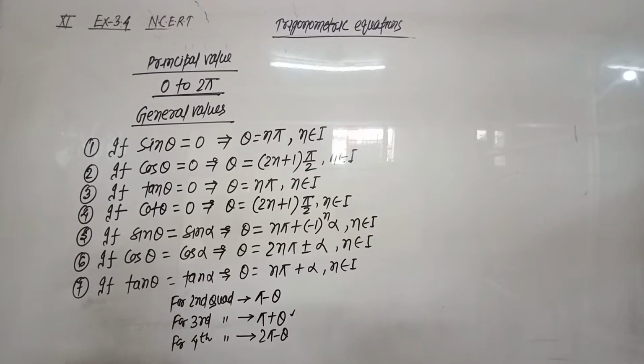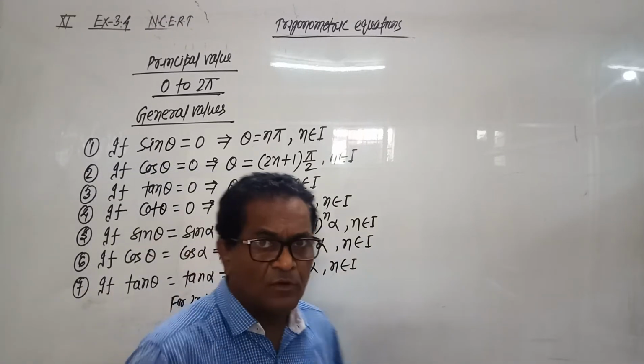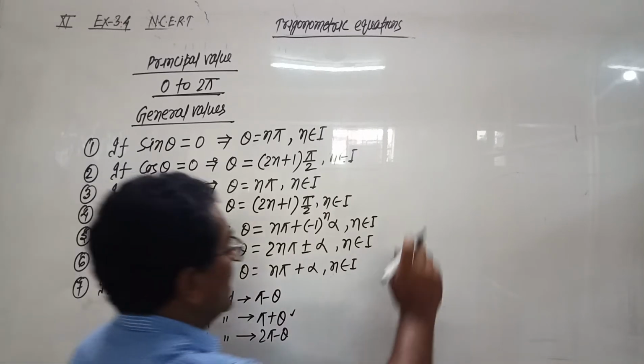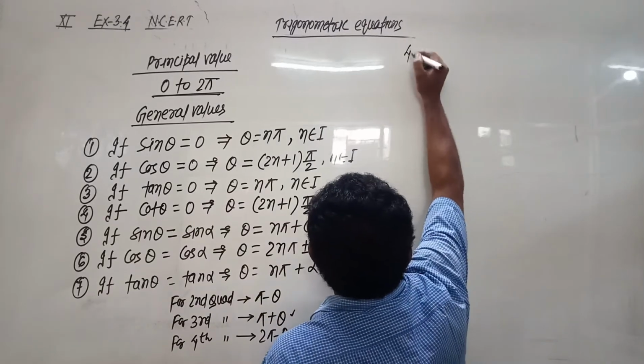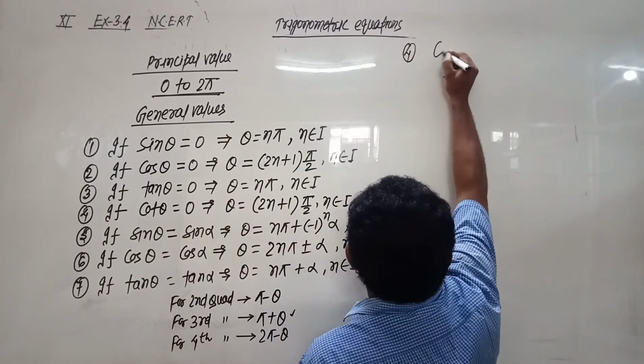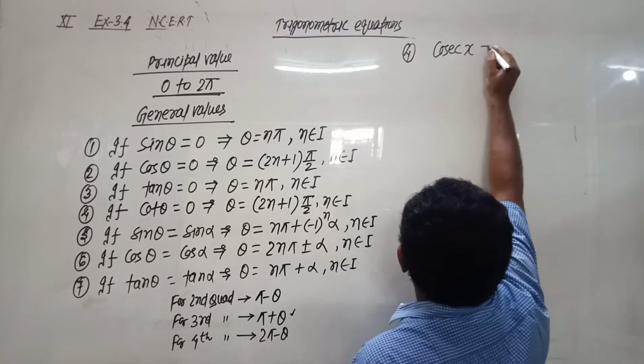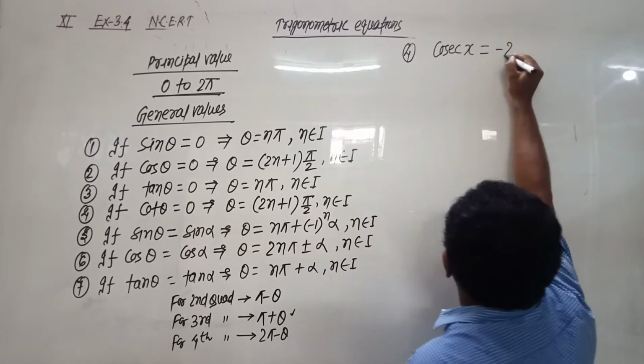Now we proceed to exercise 3.4. In the previous video, the last question which we discussed was question number 3. Let us see the fourth question: cosec x equals minus 2.